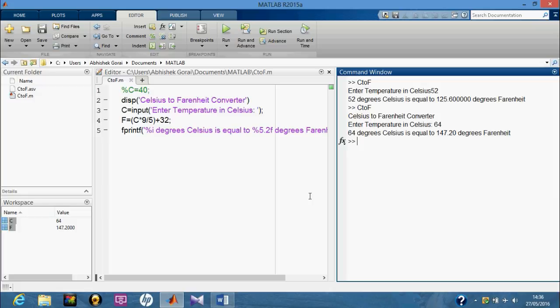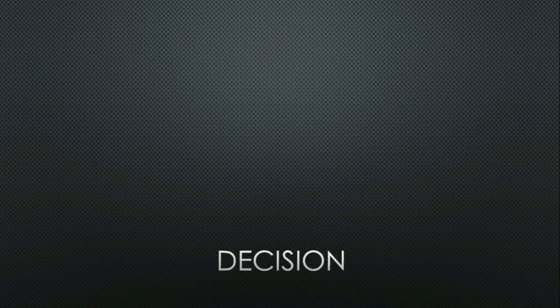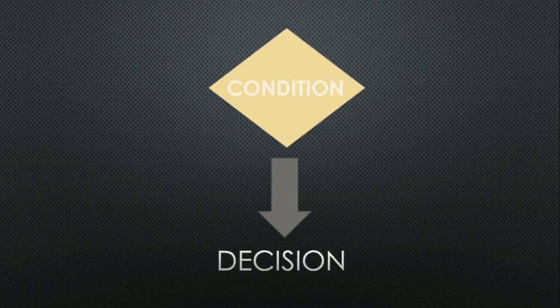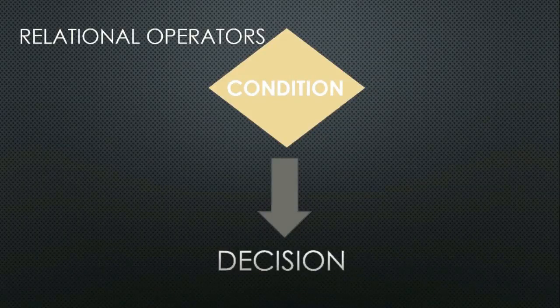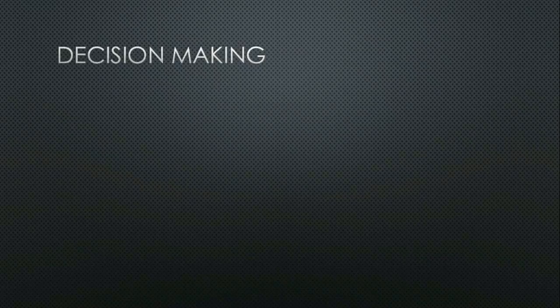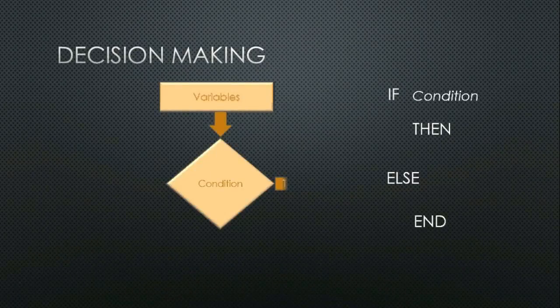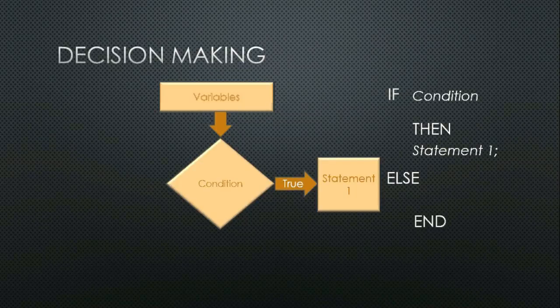Now that we have covered the input and output, let's focus on more complex operations, like decision making. Decisions are made based on certain conditions, which are defined using relational operators. For example, greater than, less than, is equal to, etc. Decision making is implemented using the if-then-else structure. This is the basic flow process. We start with some variables. We check a condition. If it is true, we execute statement 1. If it is false, we execute statement 2.